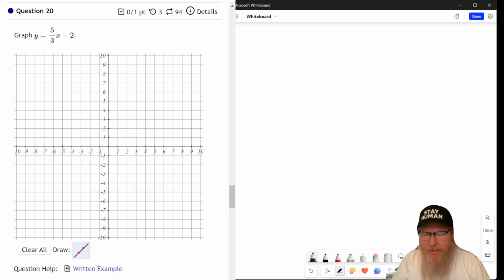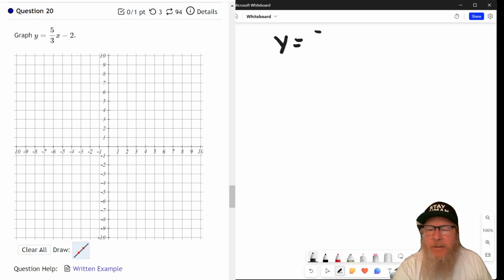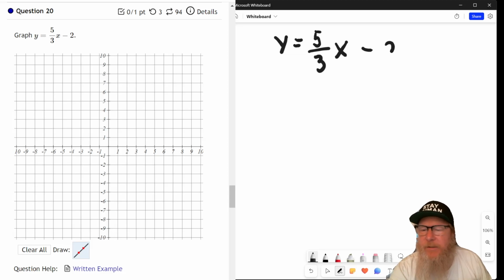I just want to go over a couple of things. In particular, how to graph an equation that's given to you in slope-intercept form. So I talked a lot about the three different forms. We have the standard form, we have the slope-intercept, and we have the point-slope. I showed lots of different examples, but I didn't show you this one.